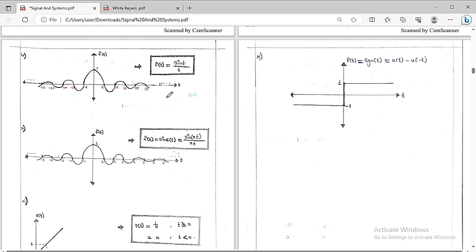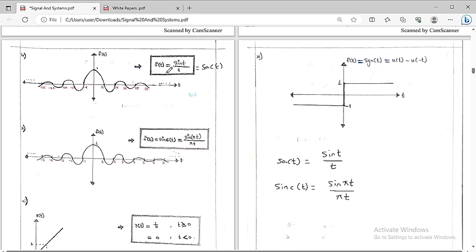The next signal that we are going to discuss is f of t equal to sin t by t. I've already told you the shortcut for how we represent this: sa of t. Sa of t is nothing but sin t by t, and sinc of t is nothing but sin pi t by pi t. I've told you this many times, so you have to remember it: sa of t is sin t by t, and sinc of t is sin pi t by pi t.